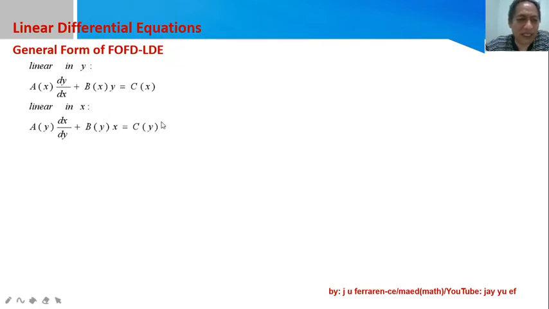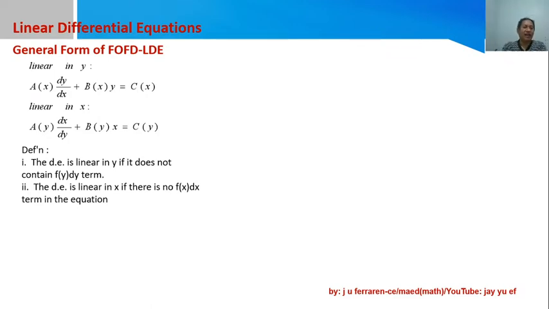Out of this arrangement of terms, we can observe the conditions for our differential equation to be a linear DE. The DE is linear in y if it does not contain a term involving a product of a function of y and dy. Because it's not possible to have this when it is linear in y. If this is a dy/dx term, there is no chance of having a term expressed as a product of y and dy, because this is purely x. So that is the condition where the DE is linear in y.